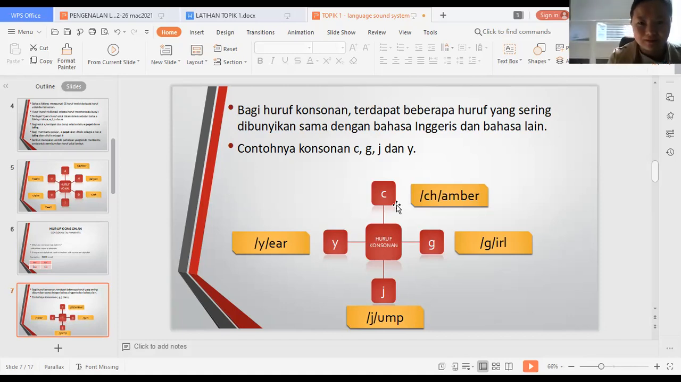In English, C-A-P is cap. Okay, cap. I mean, it's a hat you wear on your head, right? But in Bahasa Melayu, C-A-P is chap. Chap means a stamp, something you endorse on your paper. Bam. Okay, this is a chap in Bahasa Melayu. So I told you the pronunciation is very important. If you pronounce it wrongly, the meaning is wrong.